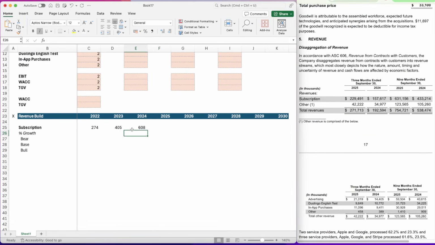So in 2024, they finished the revenue at 608 million. The first 9 months they did 433. So let's work out what the multiplier is. 433.214. Okay, so equals 631.156 multiplied by 1.402380.